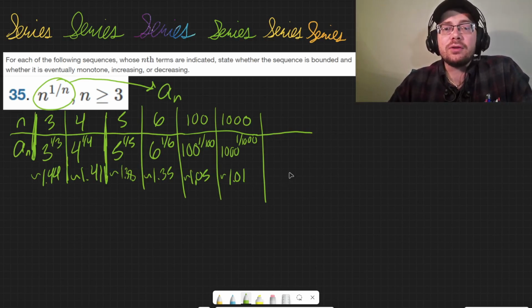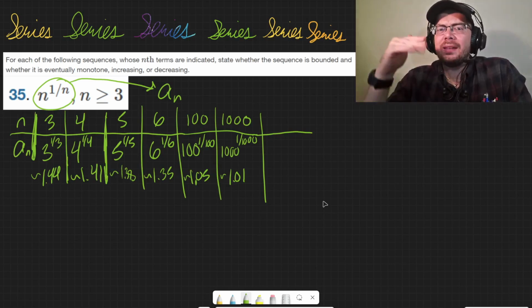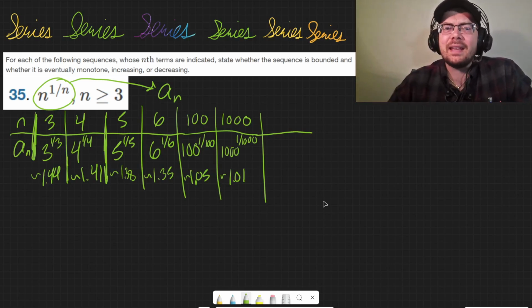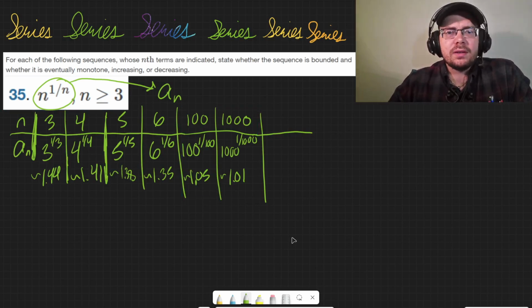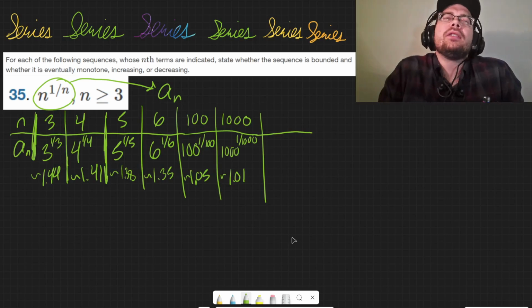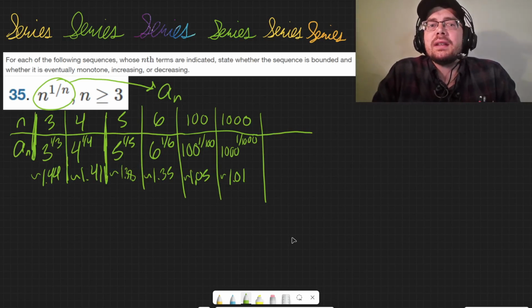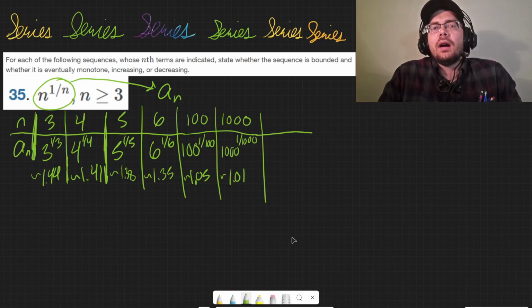I mean, if you do this with a lot of different sequences, normally they decrease to whatever they're leveling off at pretty quickly, but this one is taking a while. And that's just the nature of the way the function works. But if you think about it, n is increasing, the base n, and if you have a bigger base, then when you take it to the same power, it would be getting a lot bigger.